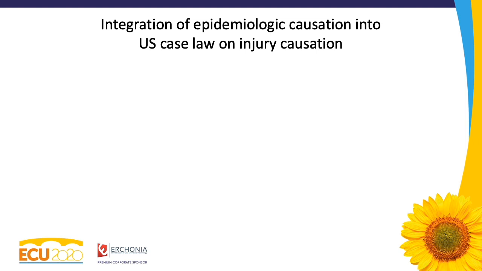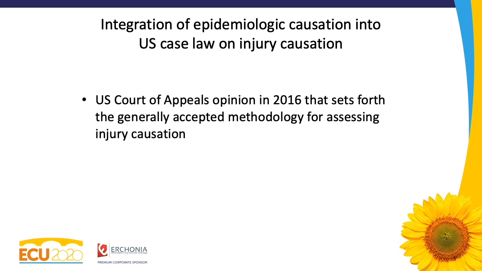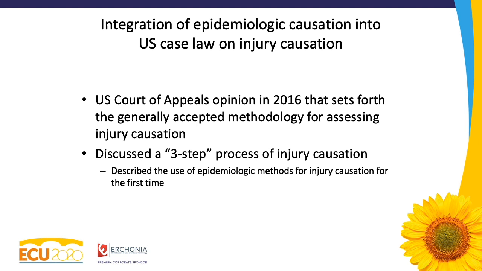In the U.S. and starting to spread into other countries, the concept of using epidemiology as a basis for causal determinations, or at least a support for causal analysis, has made its way into case law. In 2016, this was kind of a big deal in the U.S. because one of the current Supreme Court justices was on the U.S. Court of Appeals and was on a panel that decided that there was a generally accepted method for assessing causation from traffic crashes, an injury causation method.